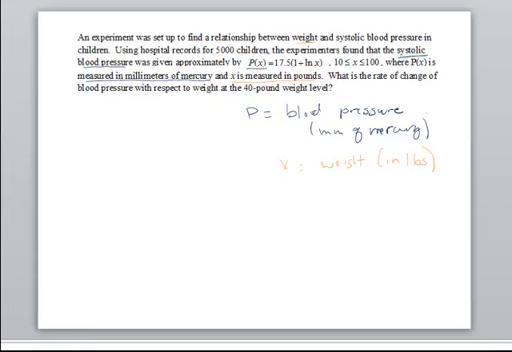Okay. So now I'm ready to focus on the question. We're asked to find the rate of change. So that tells me to take the derivative. I want the rate of change of blood pressure, so I want the rate of change of P with respect to weight, that is, with respect to the variable x. So I am looking for P prime of x. And if I want the 40-pound weight level, I'm really looking for P prime of 40. That's going to be my answer.